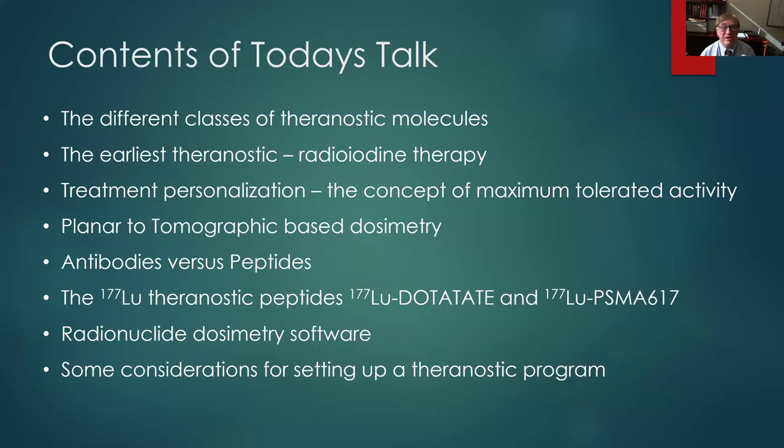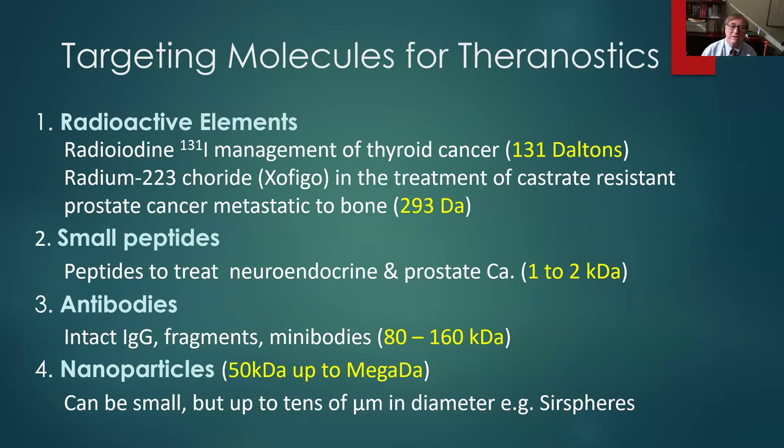So here is the contents of my talk today. First, I'm just going to go over some of the different classes of theranostic molecules, then talk about the earliest theranostic, which is radioiodine therapy for thyroid cancer, to talk about treatment personalization and introduce the concept of maximum tolerated activity, talk about planar and tomographic-based dosimetry, compare radiolabeled antibodies versus peptides, and then talk about the lutetium theranostic peptides that are in current mainstream use. These are lutetium dotatate and lutetium PSMA-617. Talk a bit about the different radionuclide dosimetry software that's out there, and then conclude with some considerations for setting up a theranostic program.